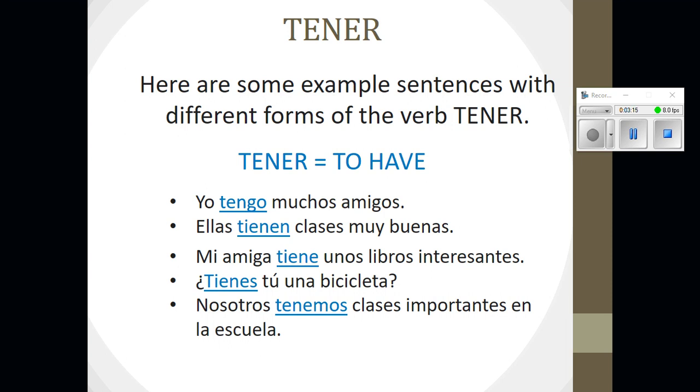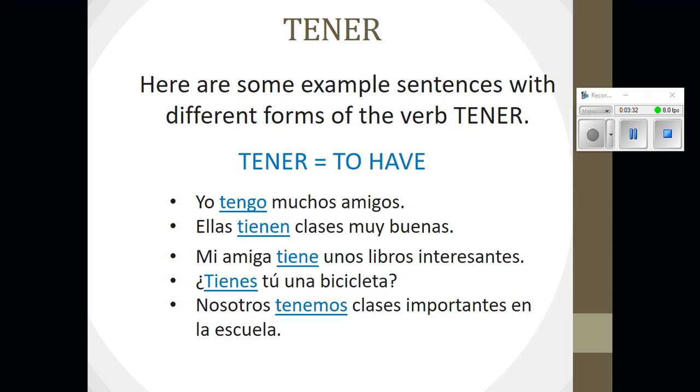Okay. Tienen is the ellas form of tener. The next one, mi amiga tiene unos libros interesantes. Mi amiga is like saying she, and we know she in Spanish is ella, so we must use the form of tener that matches ella. In this case, it's tiene.